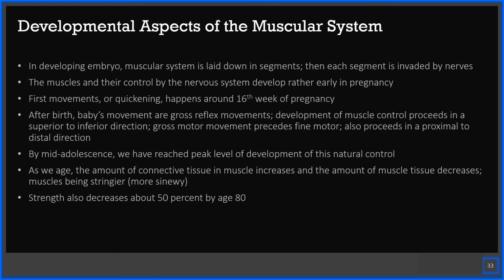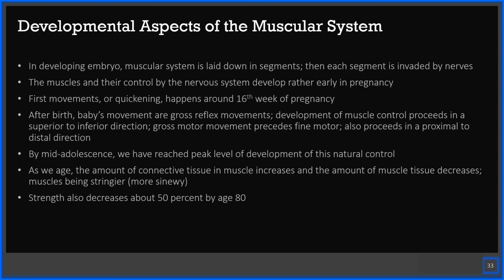Let's conclude with some of the developmental aspects of the muscular system. So in a developing embryo, the muscular system is laid down in segments. And after those segments are laid down, they're invaded by nerves. Innervated, whatever you'd like to say. The muscles in their control by the nervous system develop pretty early in pregnancy, and the first movements happen around the 16th week of pregnancy, and this is called quickening. So this is when the mom can feel the fetus kick.